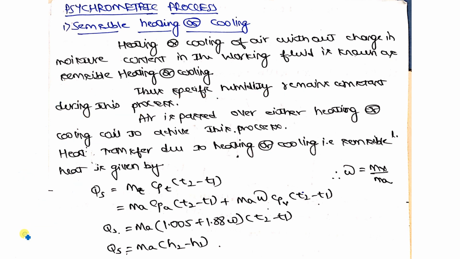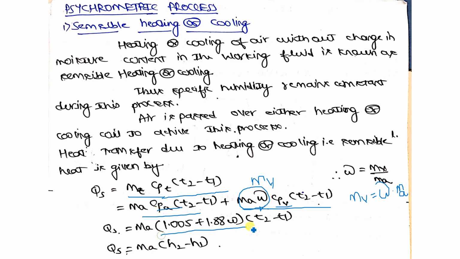So how do you calculate the heat supplied or heat rejected in this particular process? It is given by the total mass, mt into cpt into T2 minus T1. You can split this up into mass of air and mass of vapor. The mass of vapor can be extracted from here. What does mass of vapor indicate? Mass of vapor is equal to omega into mass of air. That is what is written here. You can substitute all the Cp values and get this particular equation. So you can use this equation, or this equation, or this equation to calculate the heat exchange in the sensible heating and cooling processes.